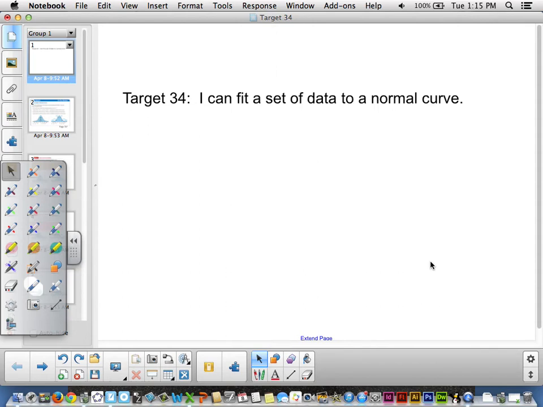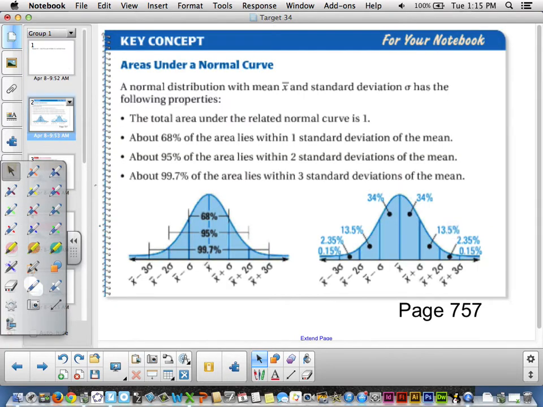Algebra 2, target 34. I can fit a set of data to a normal curve. Today in class we did an activity where we saw that most of the data in life falls within a set of range and follows a certain pattern. And that pattern we called the bell curve, also referred to as a normal curve.